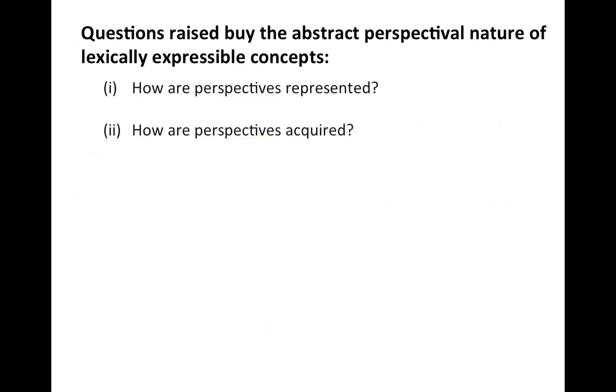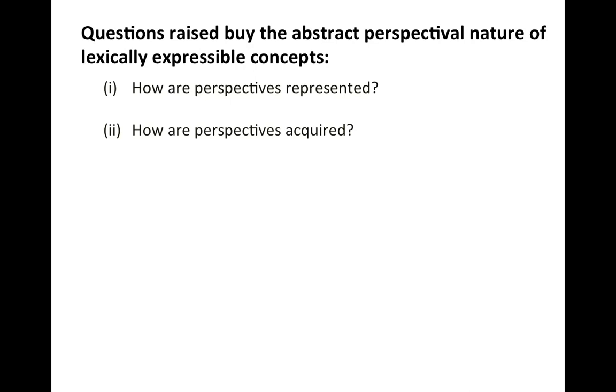The existence of such perspectives raises a number of difficult questions. First, how are perspectives represented? Second, how are perspectives acquired? Remember, perspectives aren't properties of the things that are represented by the concept. So you can't learn the perspective by looking at the properties of the things represented. And so the question arises, how do we acquire these perspectives?